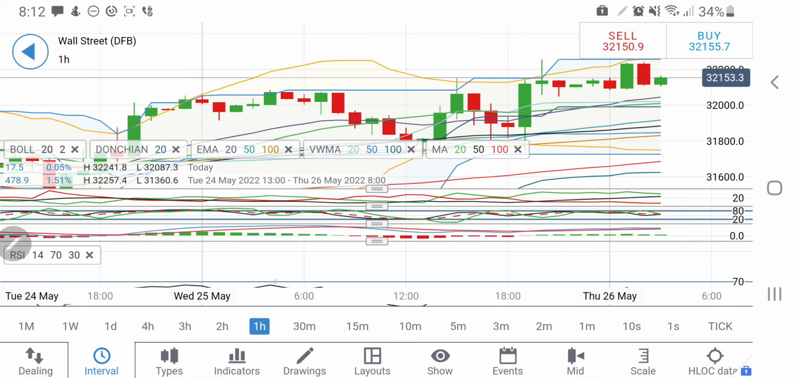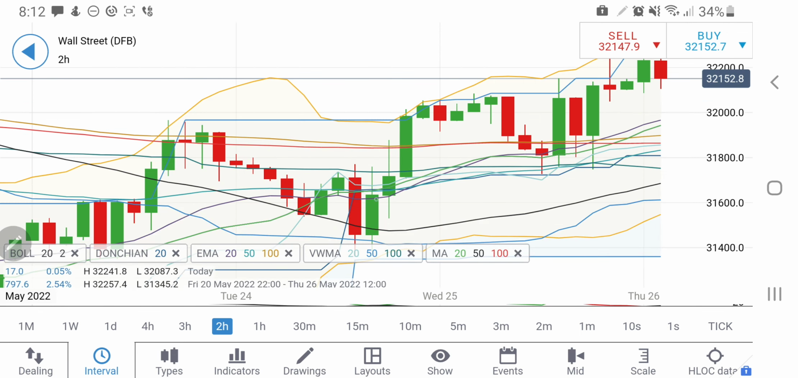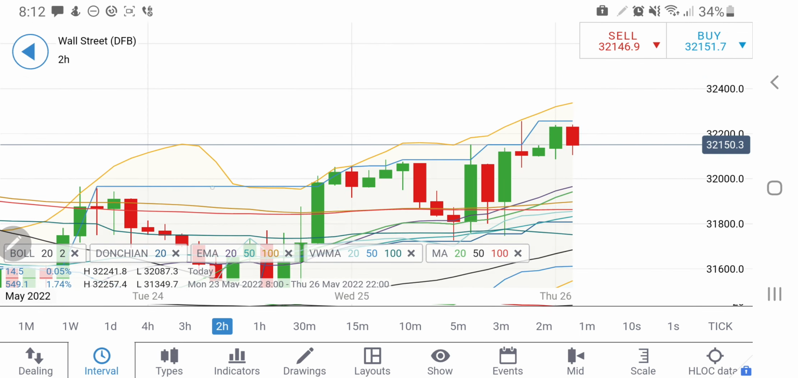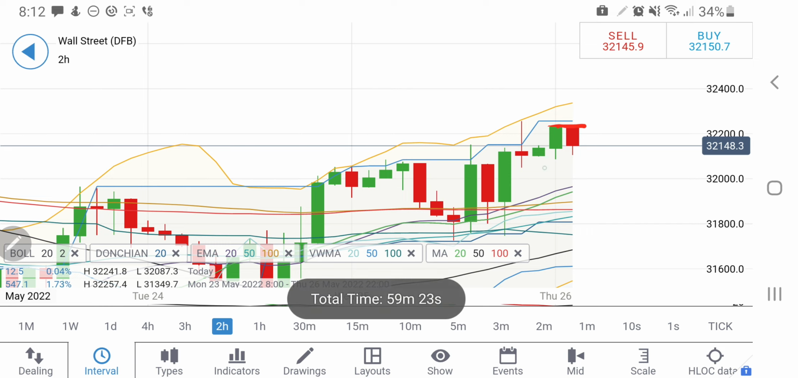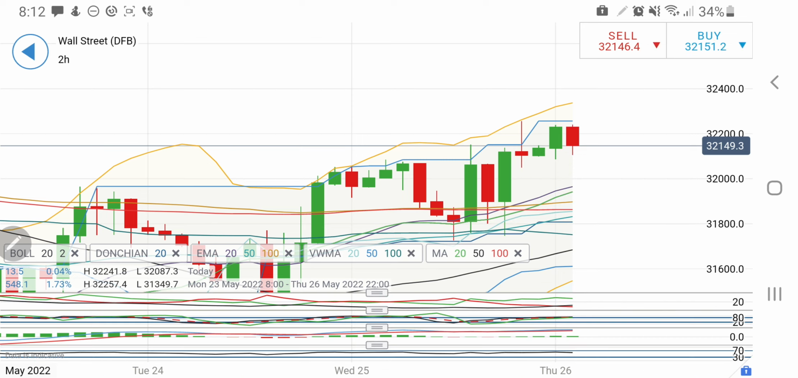Similarly, if you look at the 2-hour charts, a couple of observations to make. Flat top, higher lows. So yes, below 32,100 one can go short, then 32,000, 31,900, these two levels I will be watchful of, and then 31,800. Definite support in between 31,800 and 31,900 levels, very strong support levels are there.